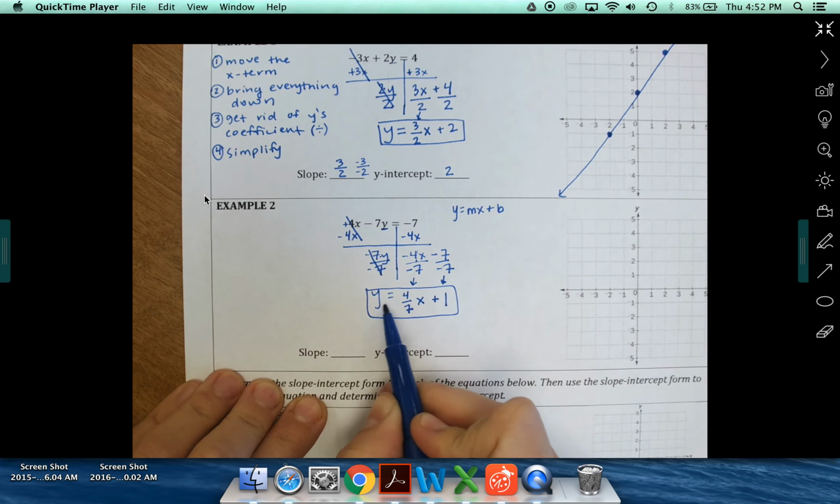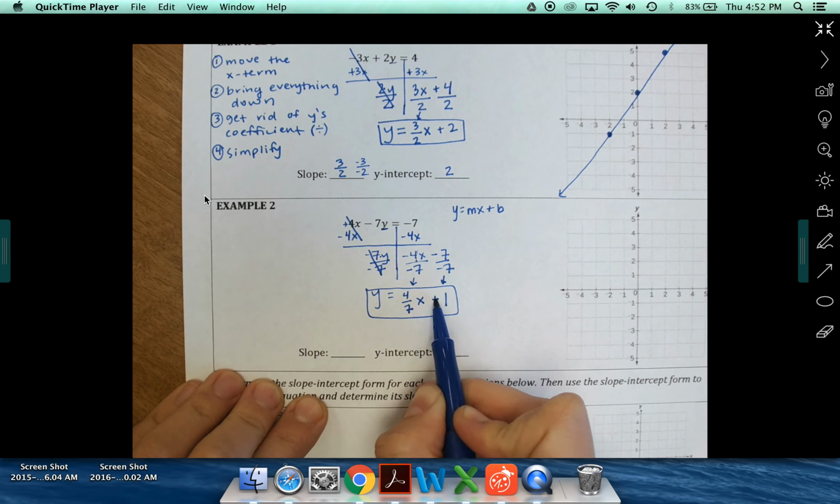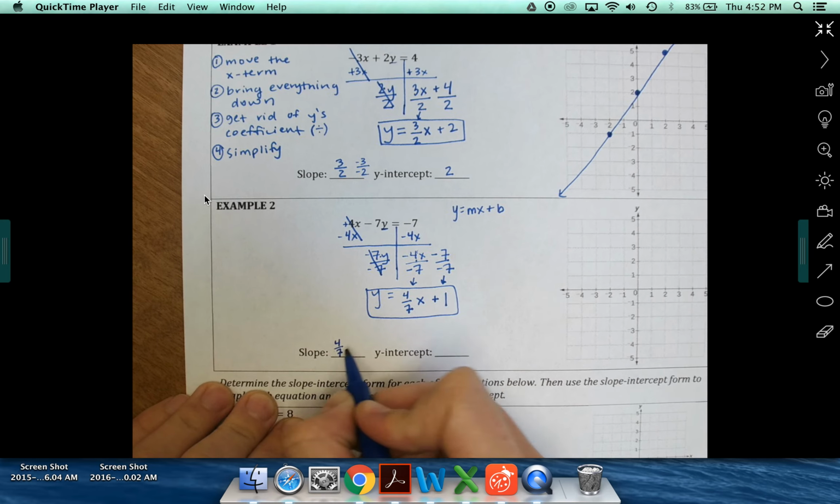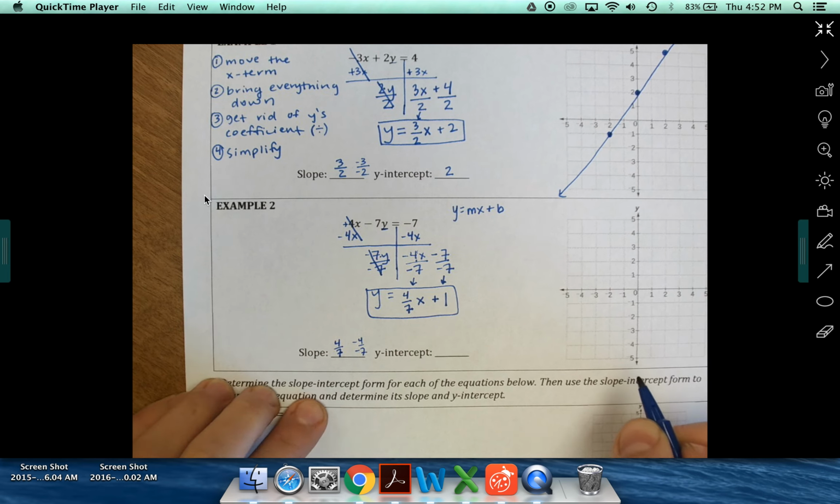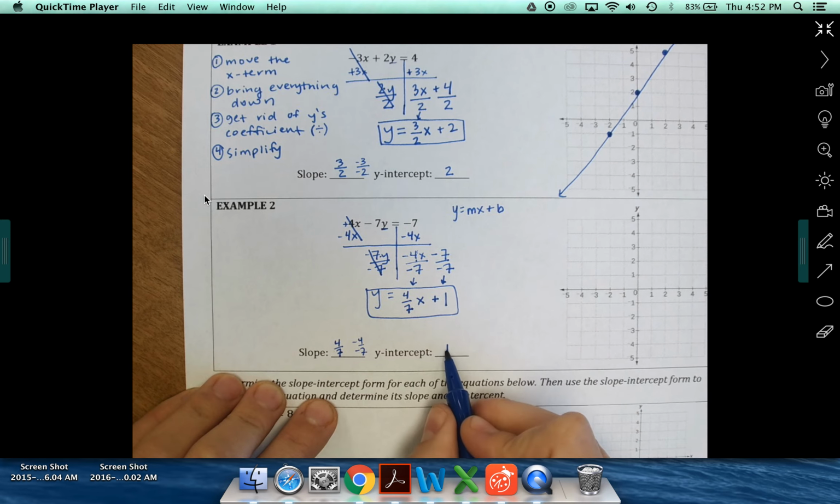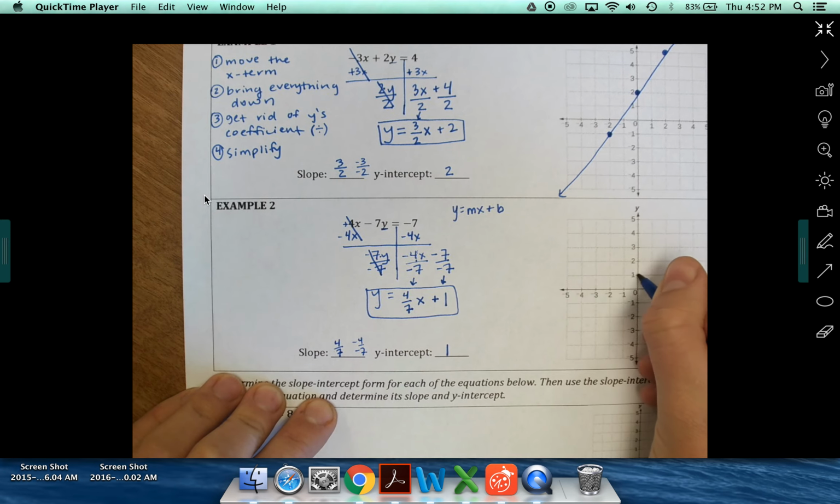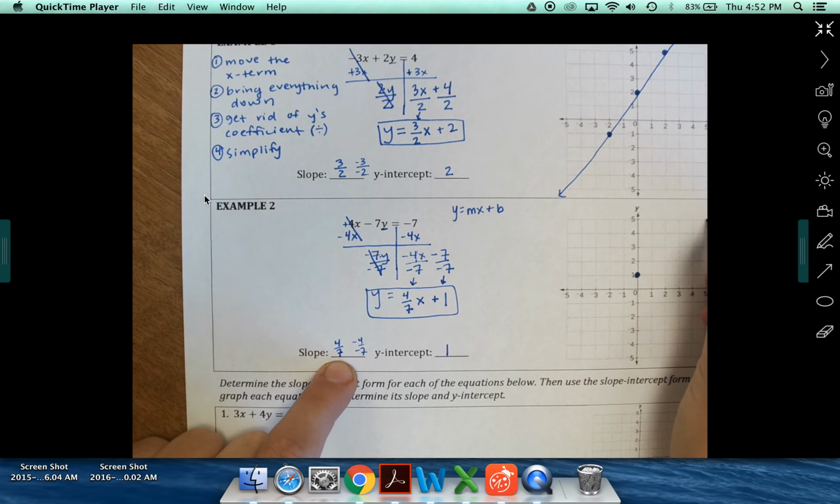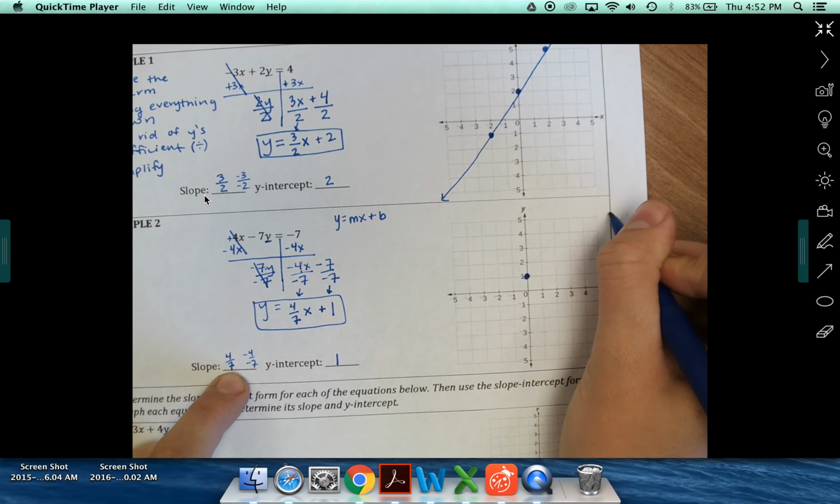I now have my y equals mx plus b form, where my slope is 4 over 7, or negative 4 over negative 7, okay, and my y-intercept's 1. So now let's get this on the graph. My y-intercept, remember that's where I start, at positive 1. My slope is either a positive 4, so 1, 2, 3, 4, and positive 7, 1, 2, 3, 4, 5. Have to go off the graph a little bit, 6, 7.